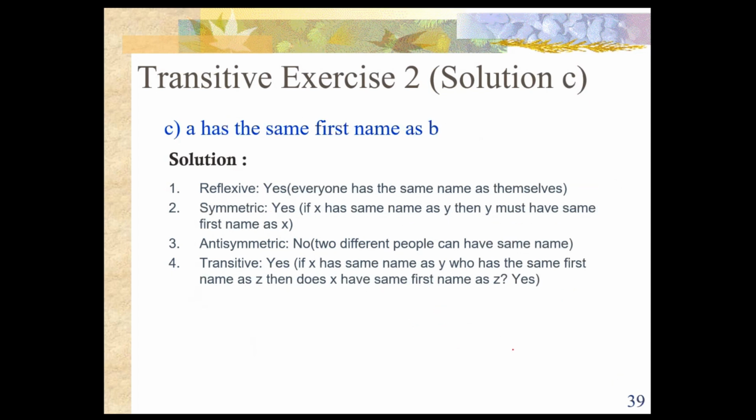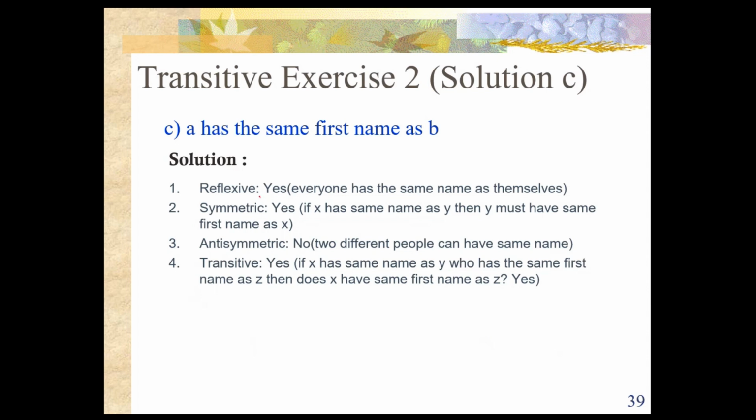Okay, A has the same first name as B. Think of your own first name. Can you find somebody with the same name as you? First name, not the family name. Easily you can find, right? Even if you don't have, think about it. There are so many people in the world. You can easily find somebody with the same first name, right? So it is reflexive.